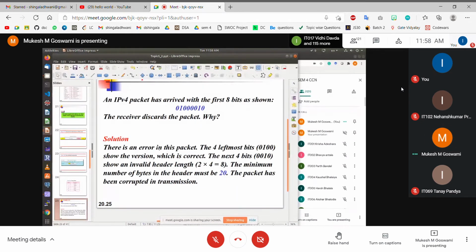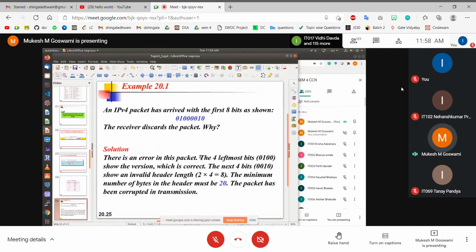Okay, now let us look at some examples related to the header. This kind of example could also come in your exam as well, so I hope you try to understand what is happening here. Let us say an IP version 4 packet has just arrived on the machine, and these are the first 8 bits of the packet that has arrived. The first 8 bits are 0100 and 0110, right?